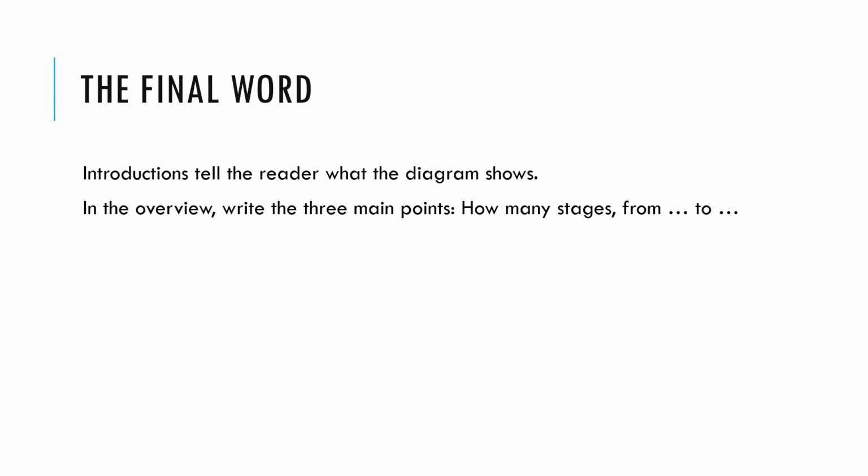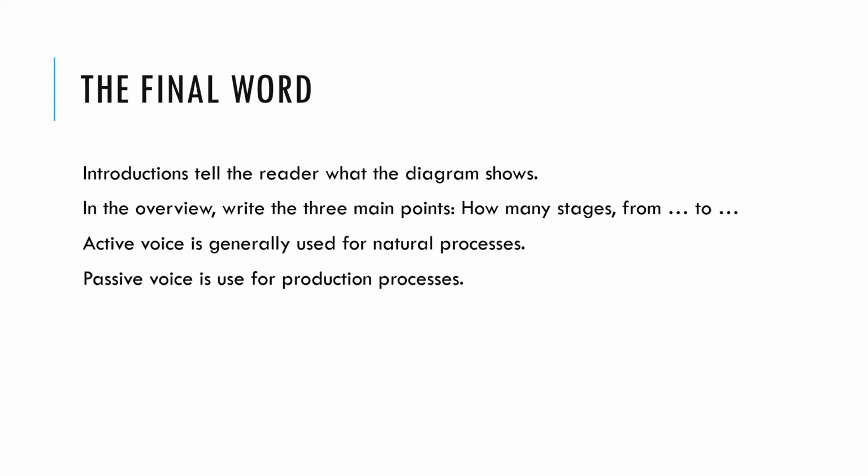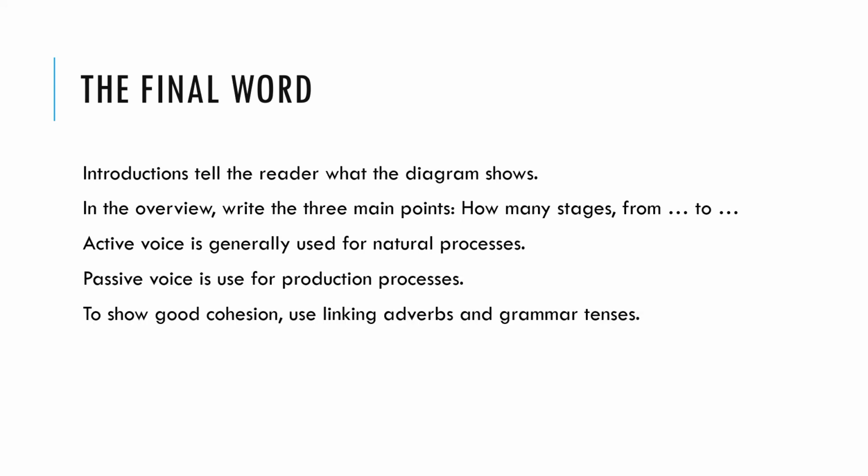And now the final word. Don't forget that the introduction tells the reader what the diagram shows. This doesn't need to be written in complicated language. Just quickly paraphrase it, write your answer, and move on. The overview is a little bit more complicated, but you just look for 3 main points, count how many stages there are, say what the first stage is and what the last stage is, and your overview is complete. Don't forget the active voice is generally used for natural processes, while the passive voice is used for production processes. To show good cohesion, don't forget to use your linking adverbs and your grammatical tenses.